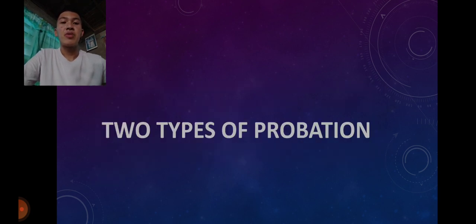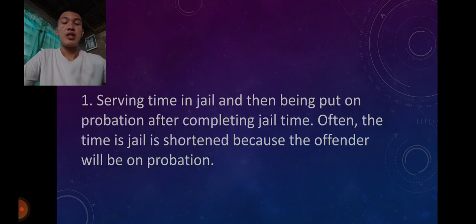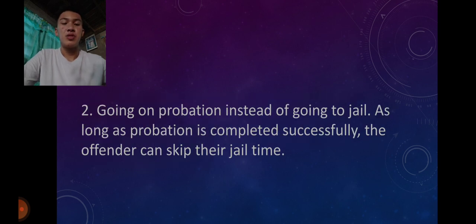The two types of probation. Number one, serving time in jail and then being put on probation after completing jail time. Often the time in jail is shortened because the offender will be on probation. Number two, going on probation instead of going to jail. As long as probation is completed successfully, the offender can skip their jail time.